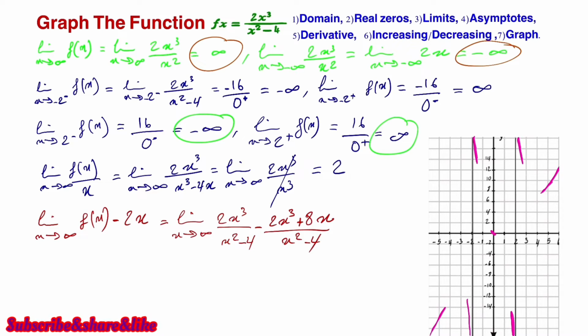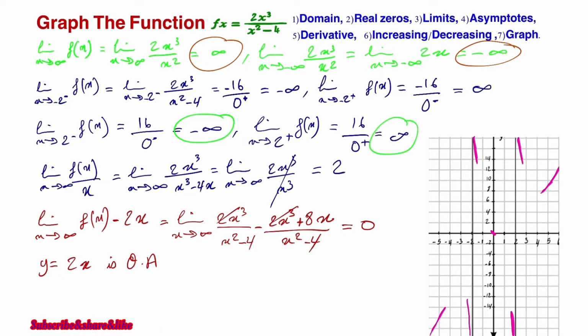Okay, so we see that this is going to be cancelled, and we will end with 8x over x squared, because infinity will be just 0. So we know that y equal 2x is an oblique asymptote. So we now know that we have this function here, and this y equal to x, it will be something like this.